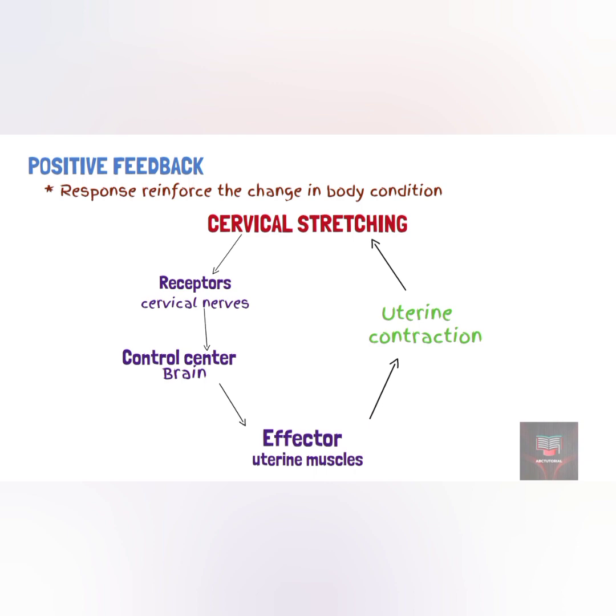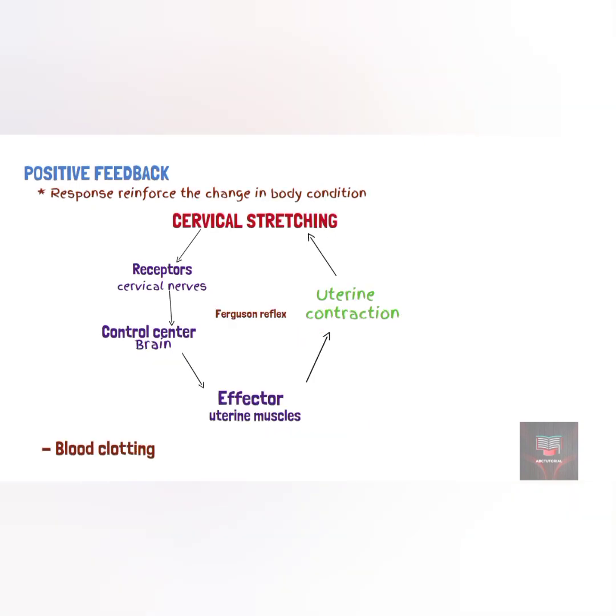This particular cervical stretching response that occurs during delivery is referred to as the Ferguson reflex. Another example of a positive feedback mechanism is the coagulation cascade that occurs during blood clotting.